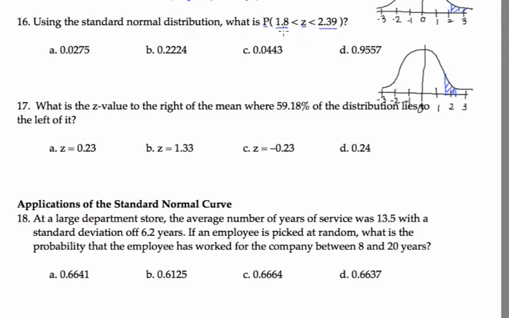I look those up on the table, and I find the probabilities that are to the left of each of those. So for the z-score of 1.8, the probability that you're to the left of it is 0.9641. And for the z-score of 2.39, the probability that you're to the left of it on the table is 0.9916. I subtract the two to find the area in the middle.